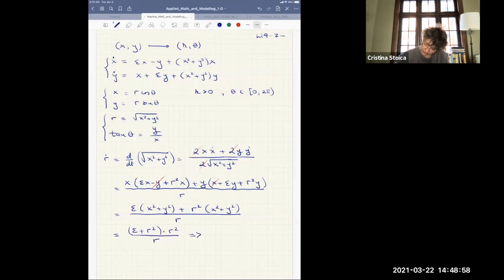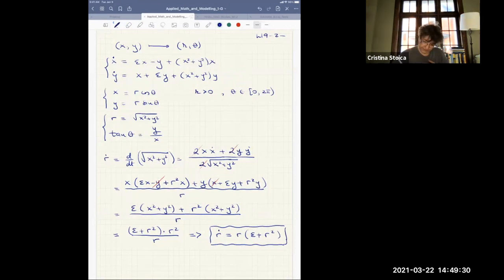So this means that r dot, right, now I can collect it, will be r times epsilon plus r squared. So if I'm doing any mistake, please put it in the chat. I did the calculation before, so I hope it's correct. Yeah, you see how beautifully it pops out.